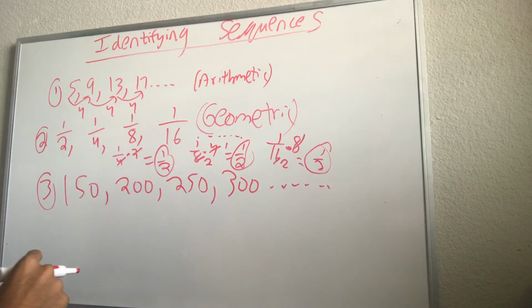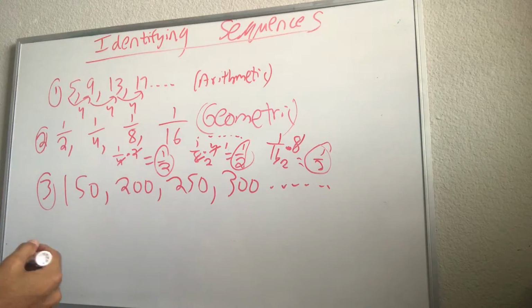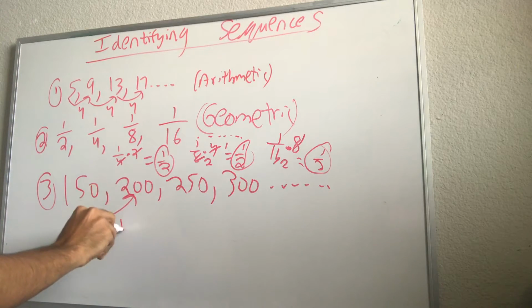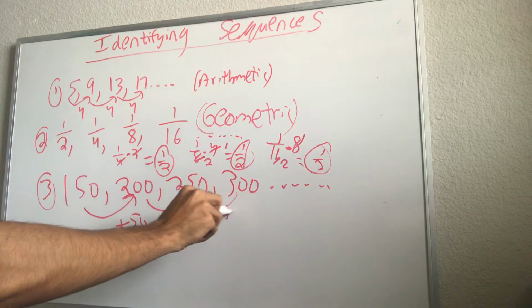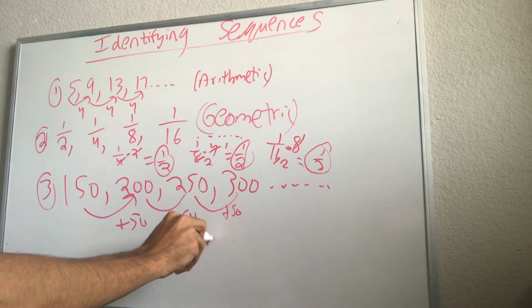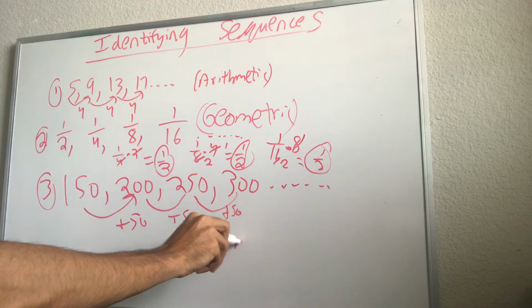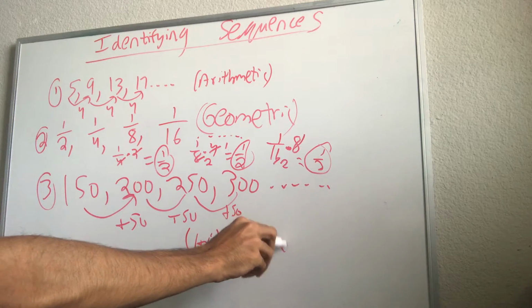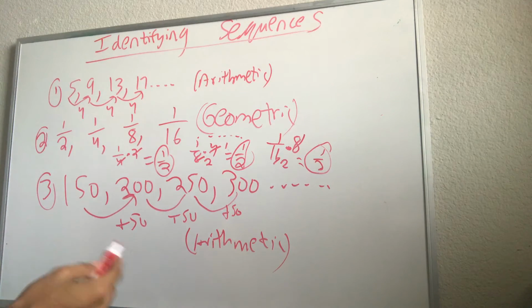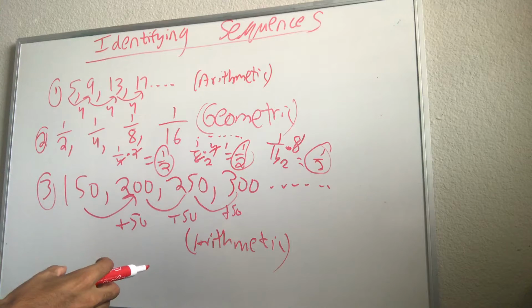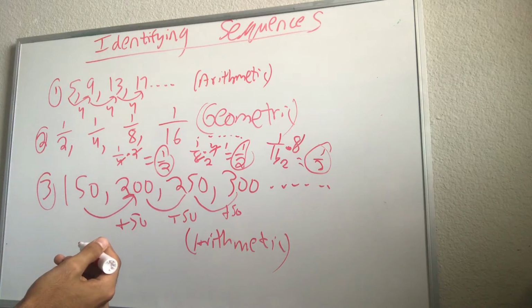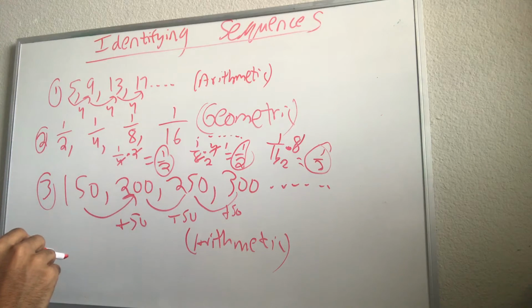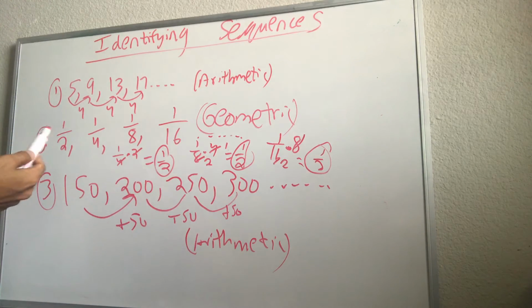Looking at the third one here, I think this is quite simple as well. You see that there's plus 50 here, plus 50 here, and plus 50 here. Therefore this is an arithmetic sequence as well. So that's the basic idea here: looking at whether a common ratio exists or whether a constant rate of change exists.